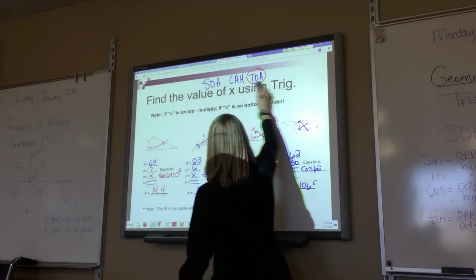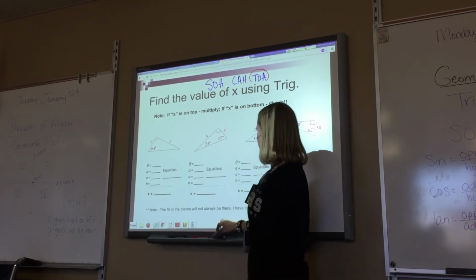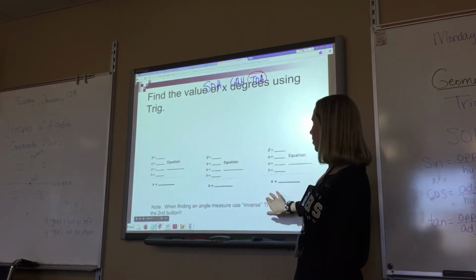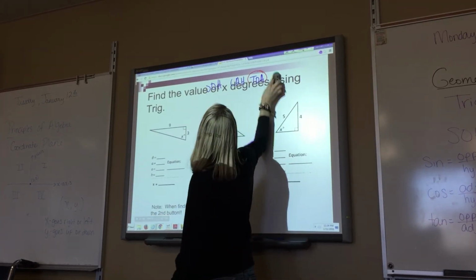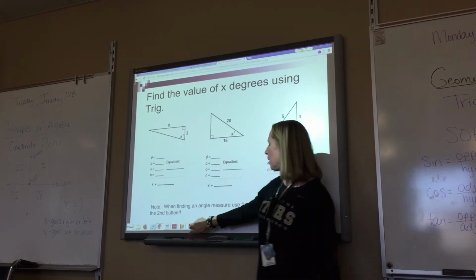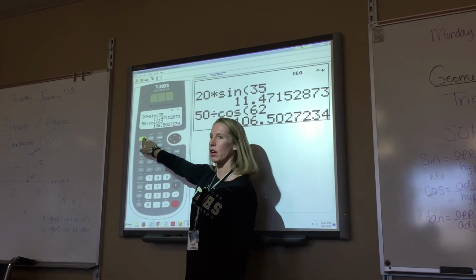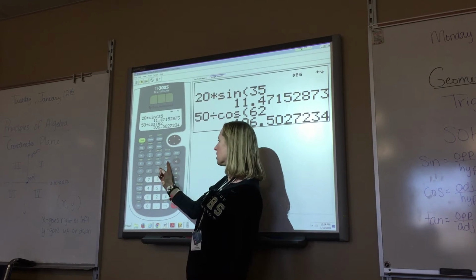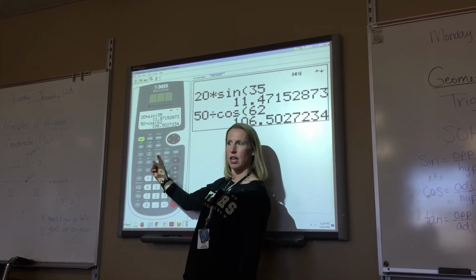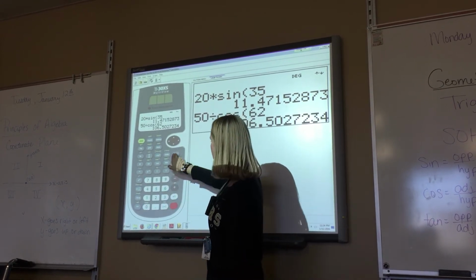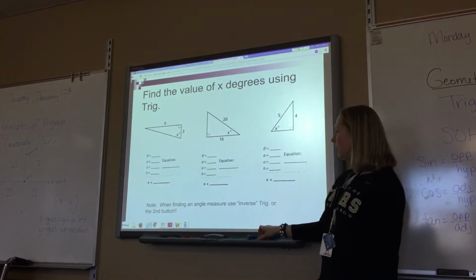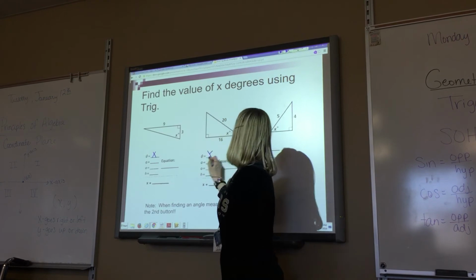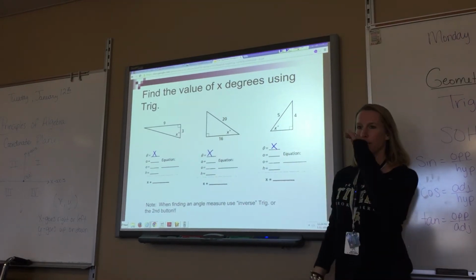Okay, sometimes the theta is x. So if x is ever the angle, we're going to use what's called inverse trig, and it's going to be that second button. Do you see above sine, cosine, and tangent, there's the sine -1, cosine -1. You're going to use those if you don't know the angle. So if the theta is ever x, like on all of these, you're going to use the second button.